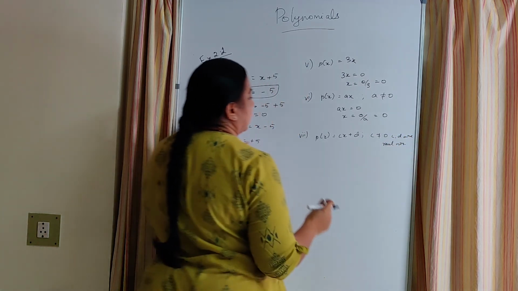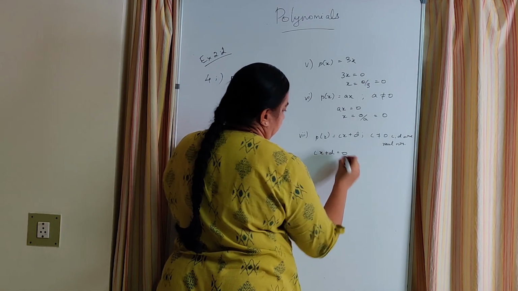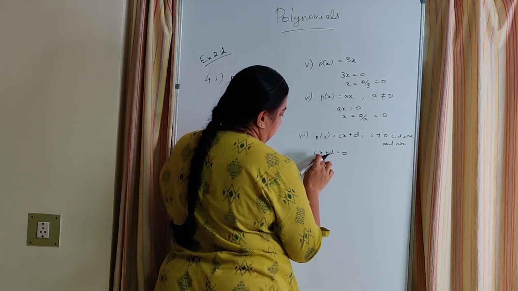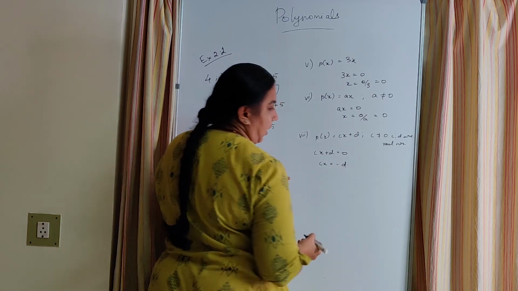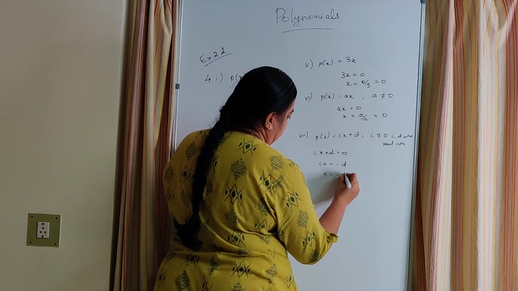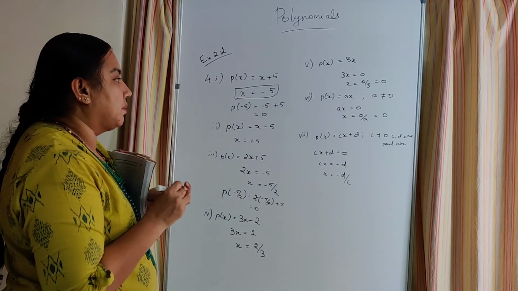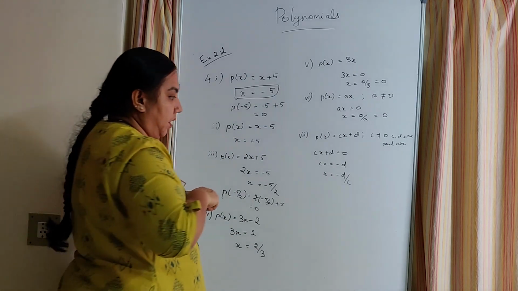Okay, let it be so. Then I consider cx plus d is equal to 0 first. Consider it is equal to 0. And I keep the x term alone here. Bring the d to the right hand side. It becomes minus d. And I keep x alone here, minus d by c. And so minus d by c becomes the root, the 0, of this polynomial.